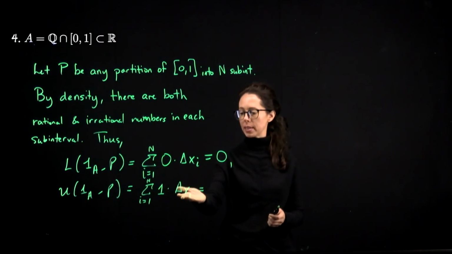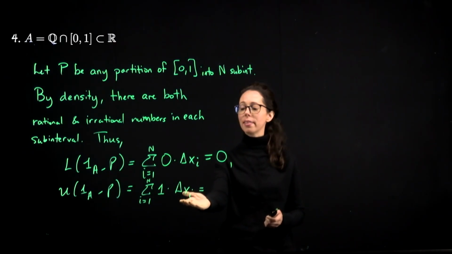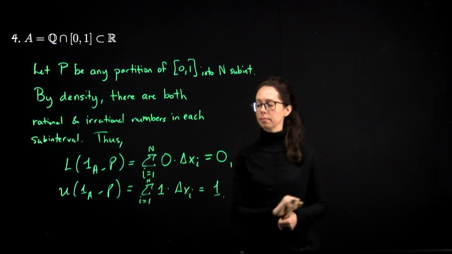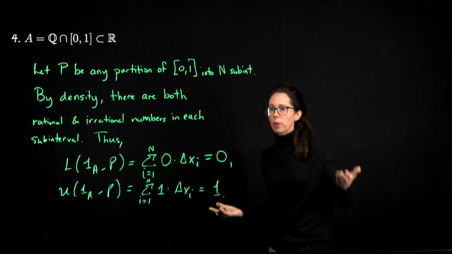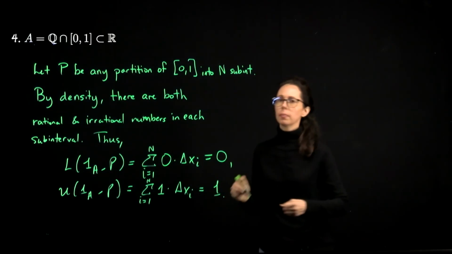Basically, this comes down to adding up the widths of the subintervals starting from the left and ending on the right side of the domain. That's just going to give you back the width of the interval, which was 0 to 1. This is true for all partitions. So we know nothing about this partition, really. That means that the lower integral is 0, but the upper integral is 1.